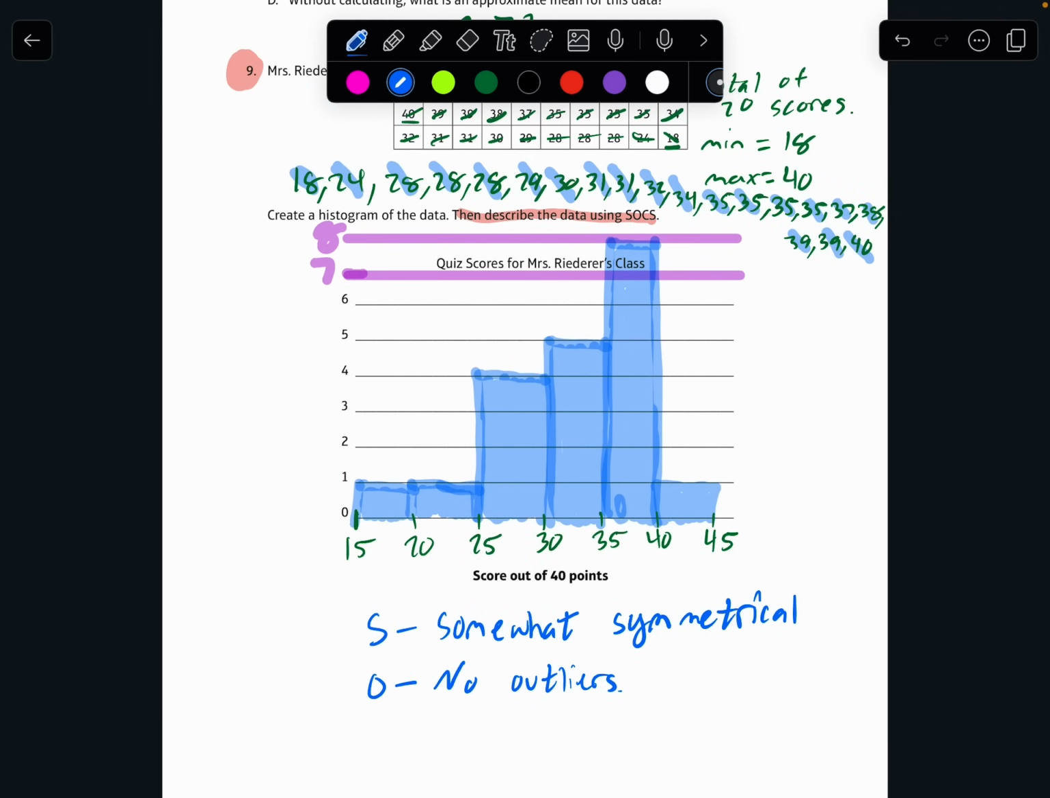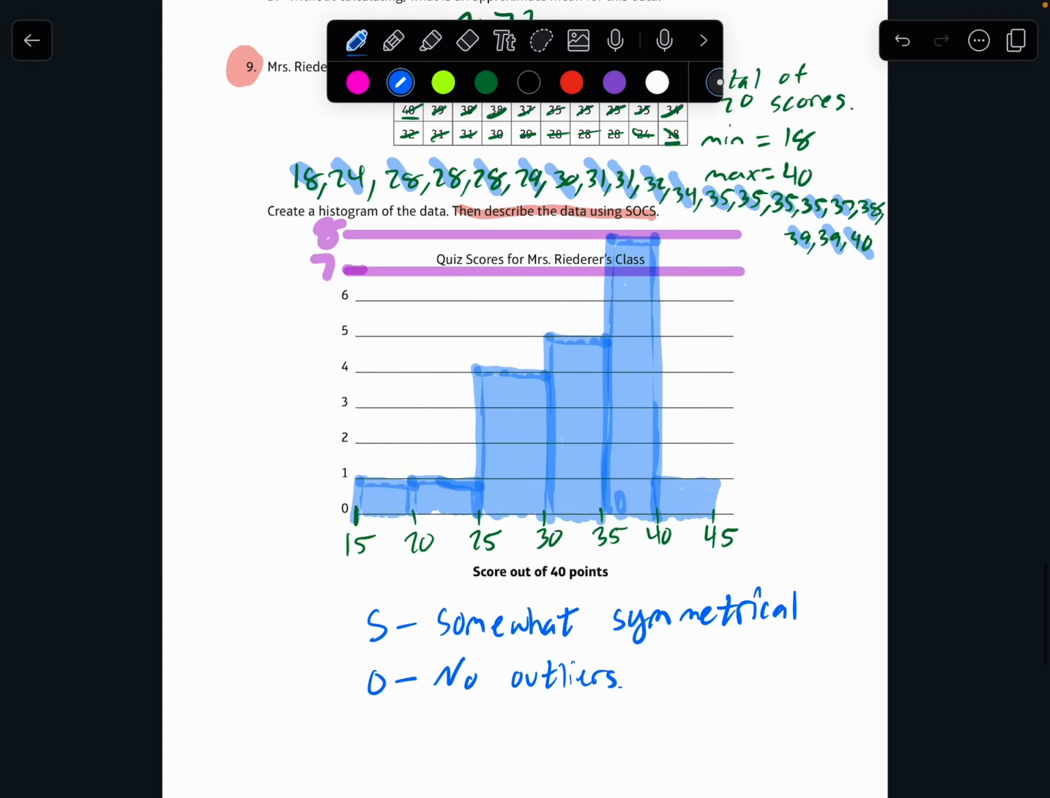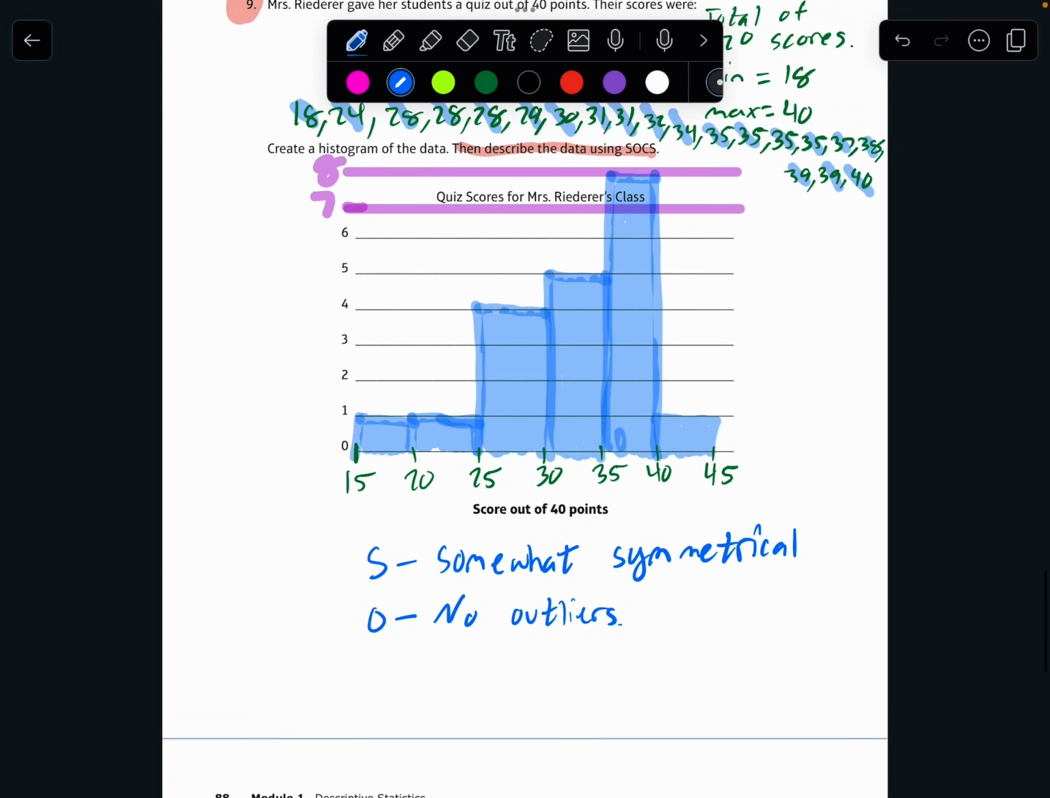You know, maybe 18 is the outlier, just because it's further away from everyone else, but to me there are no outliers. Center, because I'm saying it's somewhat symmetrical, I'm going to say the mean, but if you're saying it is skewed, then it would be median, but I'll stick with what I have.